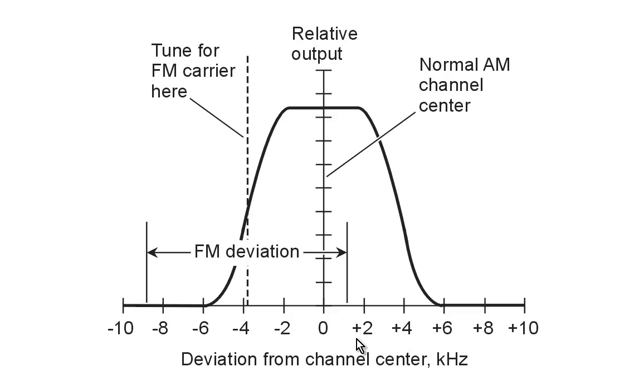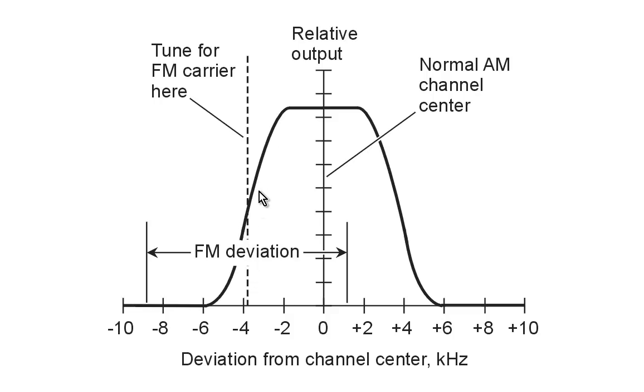Notice the deviation going negatively and positively from the channel center in kilohertz. About 6 kilohertz either way encompasses the entire response curve of the AM passband. Well, if we try to receive an FM signal with this kind of a response curve, we can do it only if we tune the FM carrier, the unmodulated carrier frequency, just about midway between the middle and one side of the response curve.